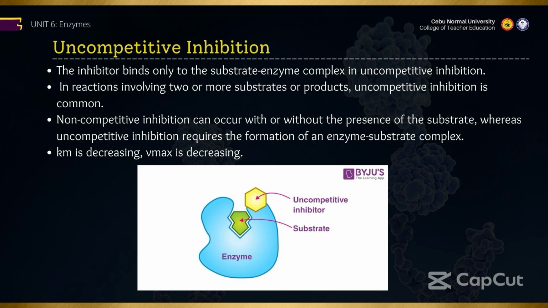In here, the Km, or the kinetic parameter, is decreasing, while the Vmax is decreasing. So I'm going to show you a drawing illustration on how this inhibition process happens.